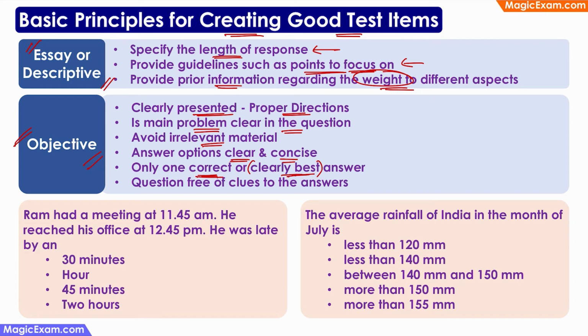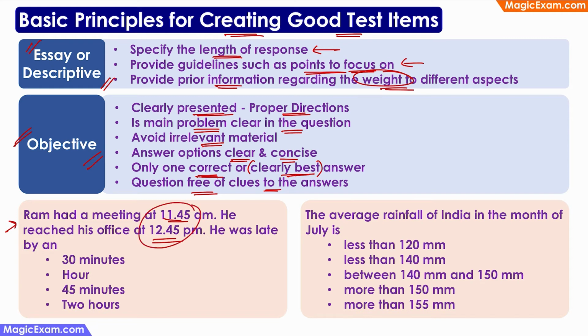And the questions should not have any clues which will help us identify the answer. For example, if you look at this question, Ram had a meeting at 11:45 a.m. He reached office at 12:45 p.m. He was late by an what? So now this is a mathematics question, right? Because you are supposed to identify by how many minutes he is late.